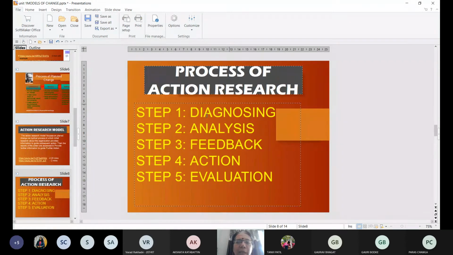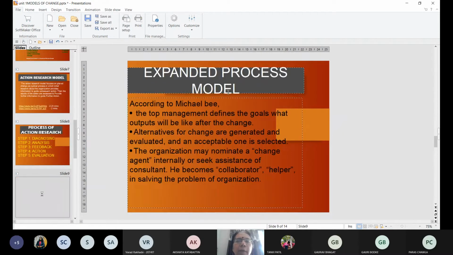It has the following steps: diagnosing, that means you try to understand the problem, then you analyze the problem, so analysis, then you take feedback, whether the problem is solved or not, then you take action, then evaluation, and till the problem is solved you will continue with this step. This is known as action research.